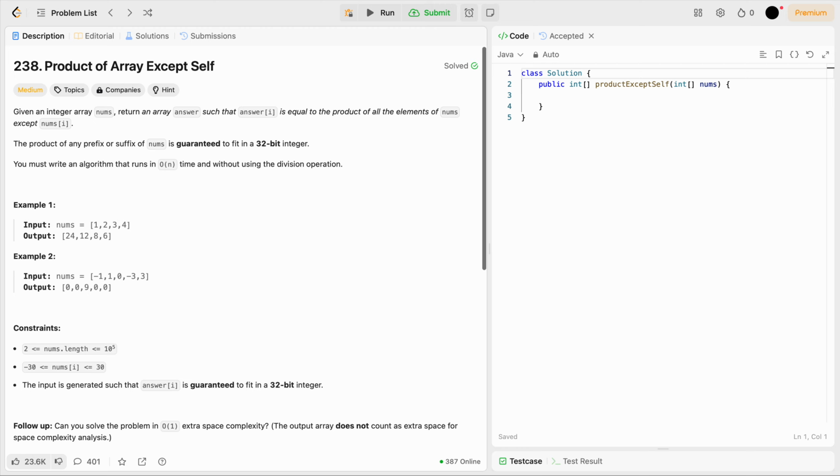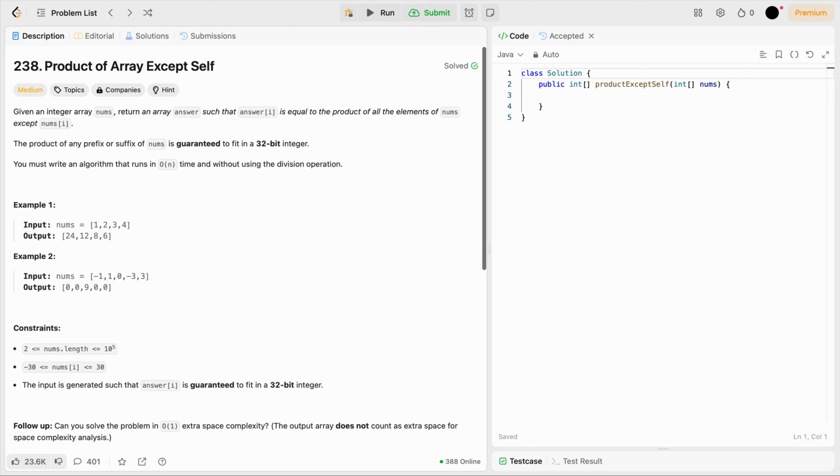It has been guaranteed that the total multiplication will be within a 32-bit integer range, so it will not cause an overflow, which is great. And we need to find an algorithm that runs in order of n time, and we cannot use division.